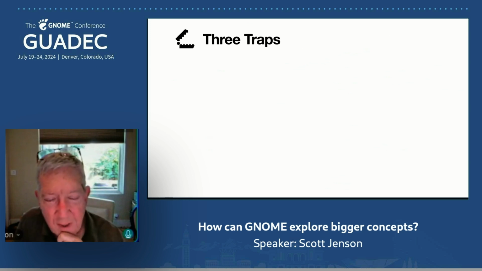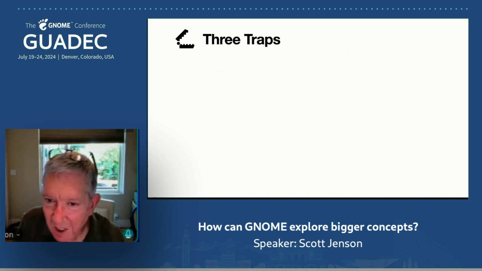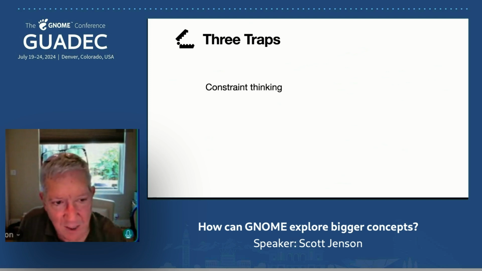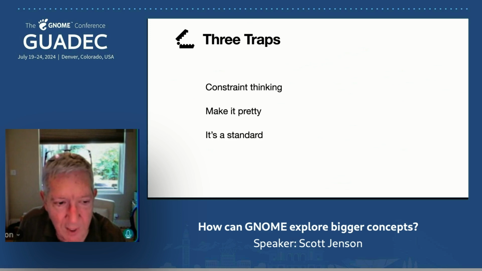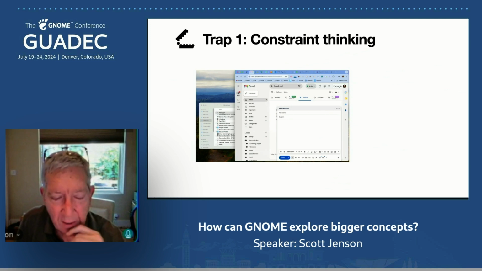So the three traps, and I see this a lot on social media. I haven't talked enough to people in the GNOME community, so this is a very broad statement here. I'm not targeting any community on this one, but to say that there's this thing called constraint thinking, making it pretty, and it's a standard. And I think all three of these are kind of slowing us down. So the first trap is constraint thinking.